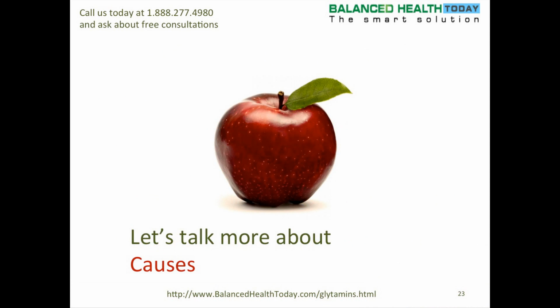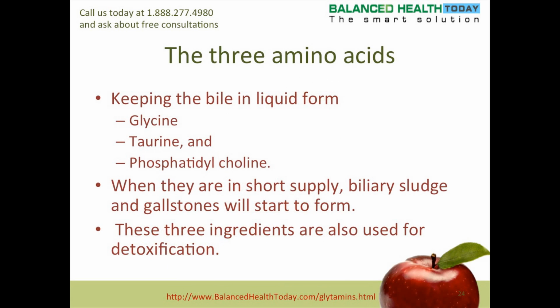We said at the beginning of this presentation that the causes of biliary sludge and gallstones were nutritional deficiencies and toxicity. Let's talk more about that now. There are 3 ingredients that the body uses to dissolve biliary sludge and gallstones and to keep the bile in liquid form. They are the amino acids glycine and taurine and phosphatidylcholine. As long as these ingredients are available, bile will stay liquid, but the moment they are in short supply, biliary sludge and gallstones will start to form.